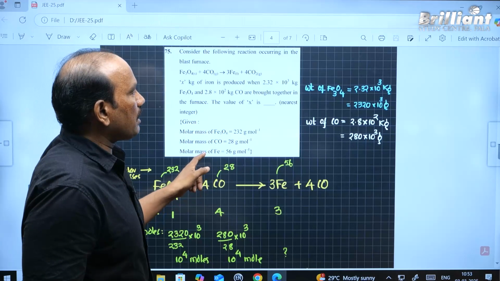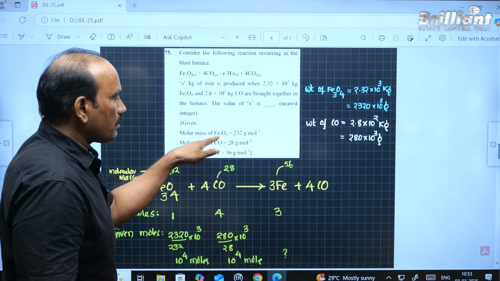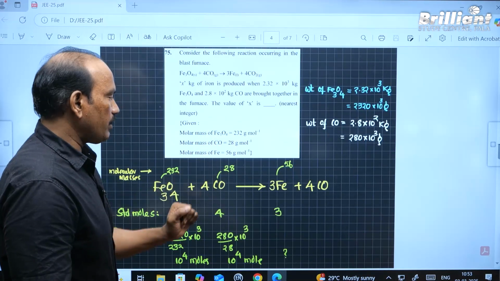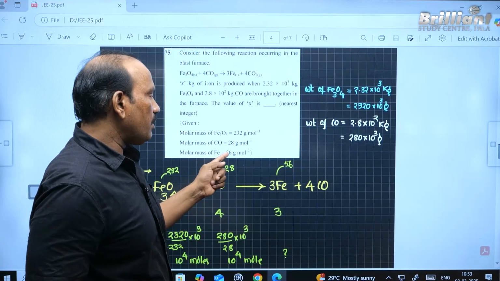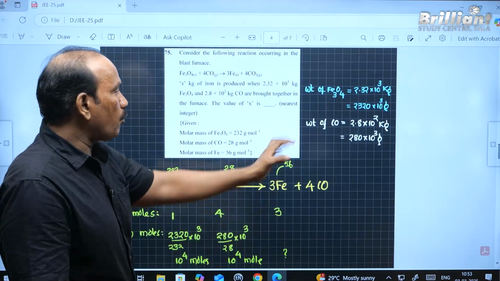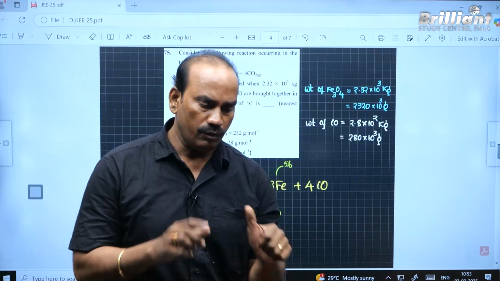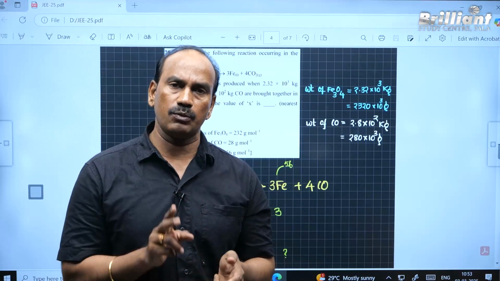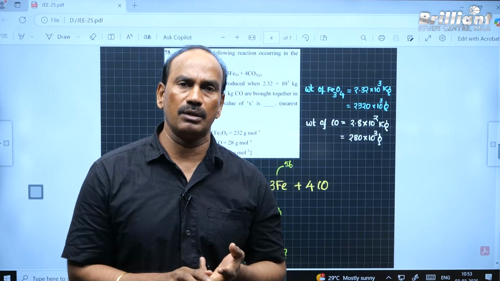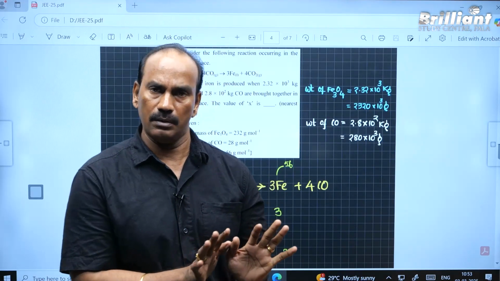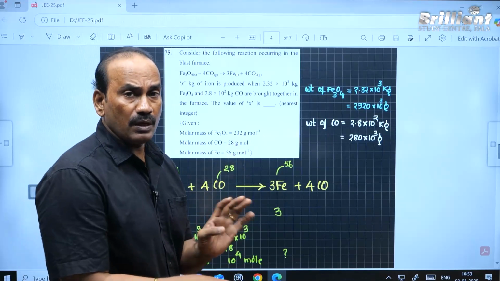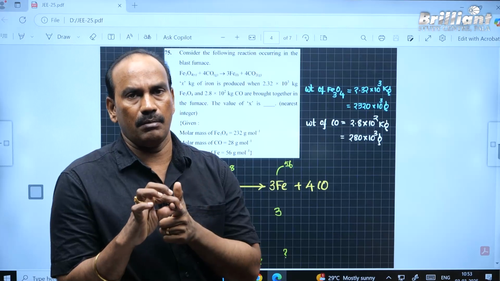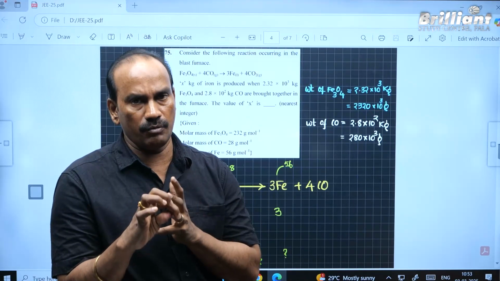Here molecular masses are given. What is the molecular mass? Fe3O4 is 232 gram per mole, CO is 28 and Fe is 56. Now I calculate the moles. As I told previously, the first step is the given equation. The second one is marking. The next one is the standard moles. The third one is the given moles. Then the answer. For any equation related question, this is the concept: equation, marking, standard moles, given moles, answer.